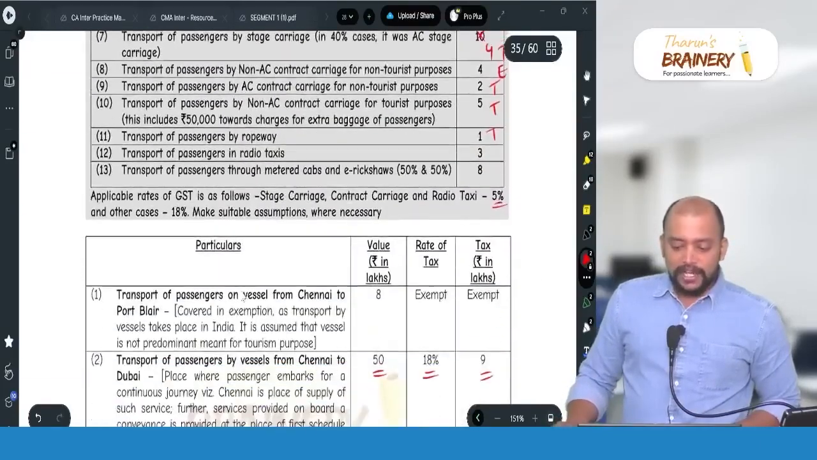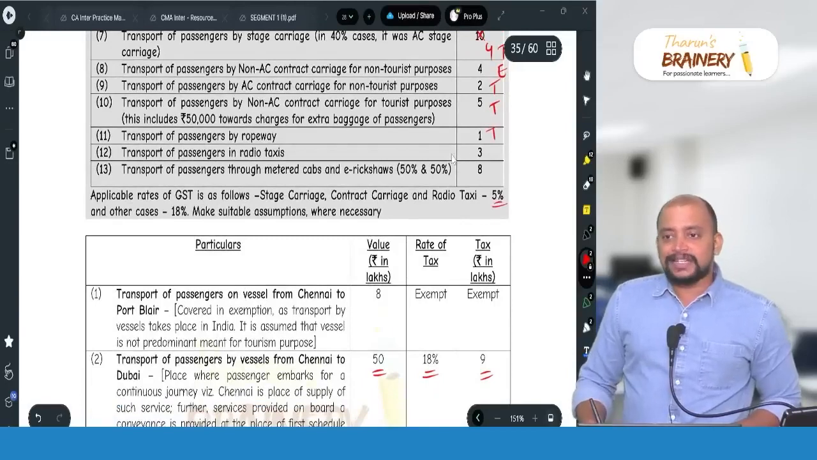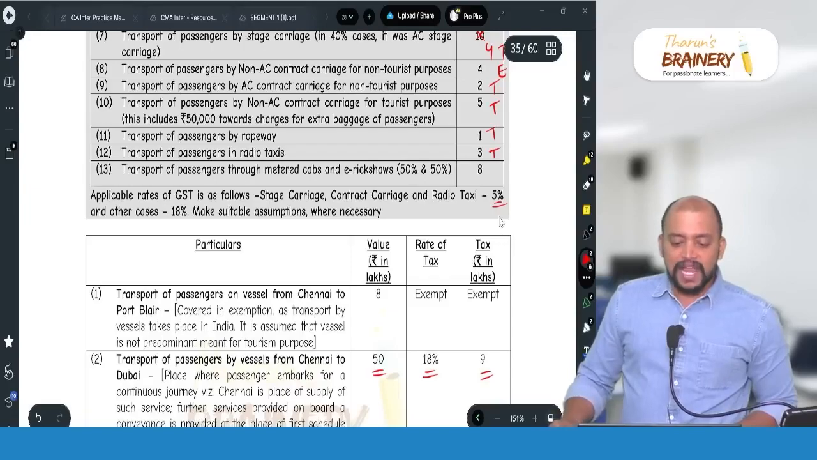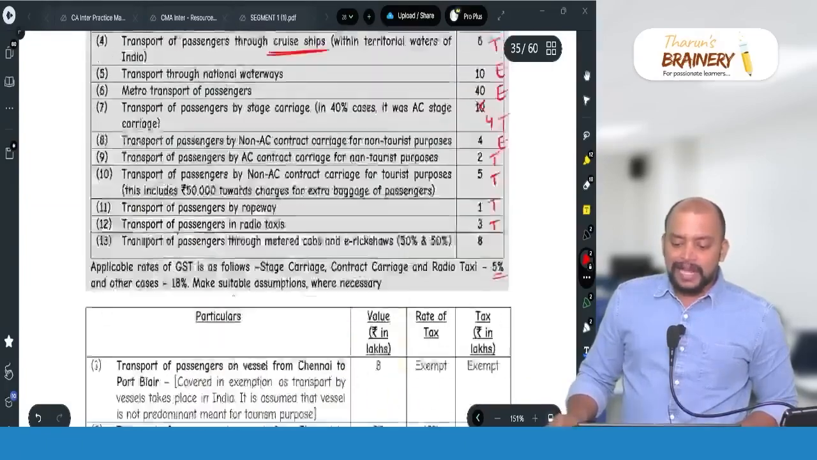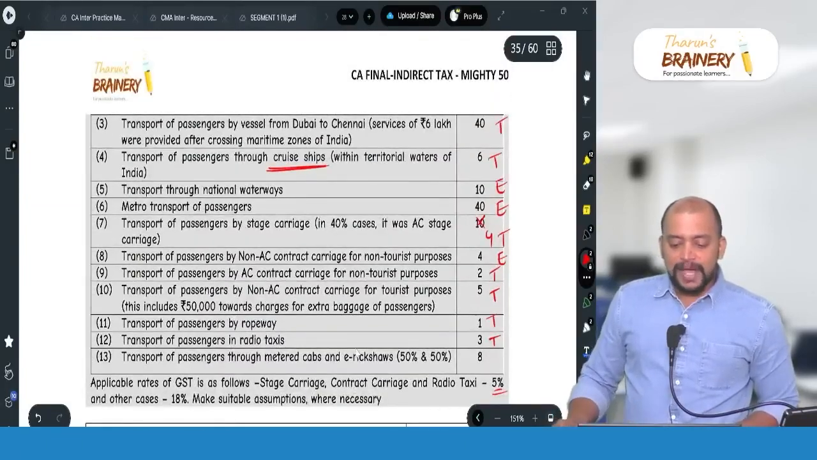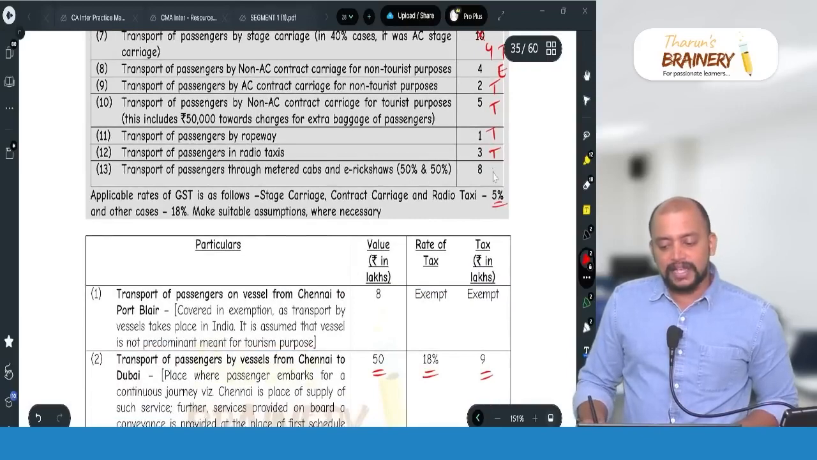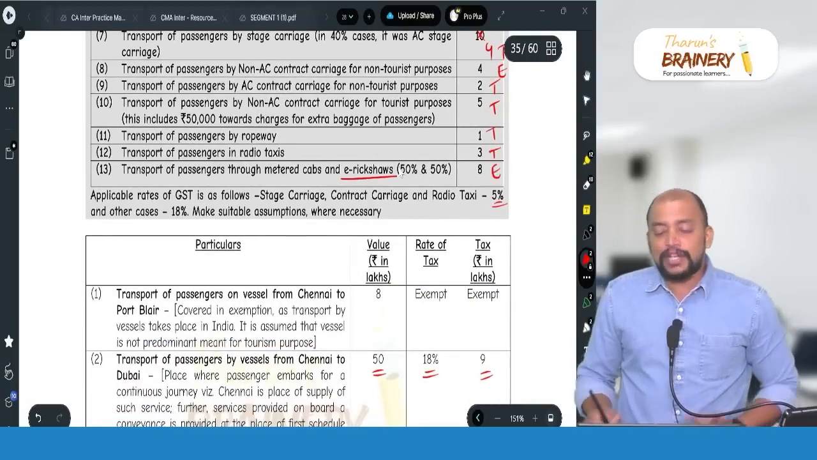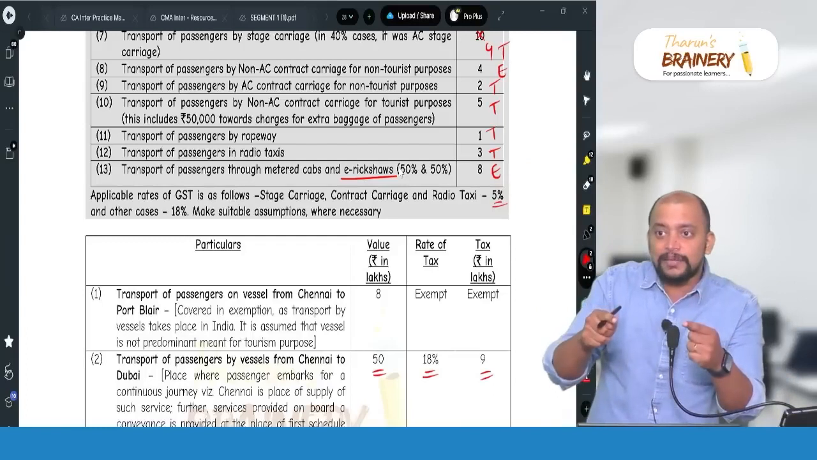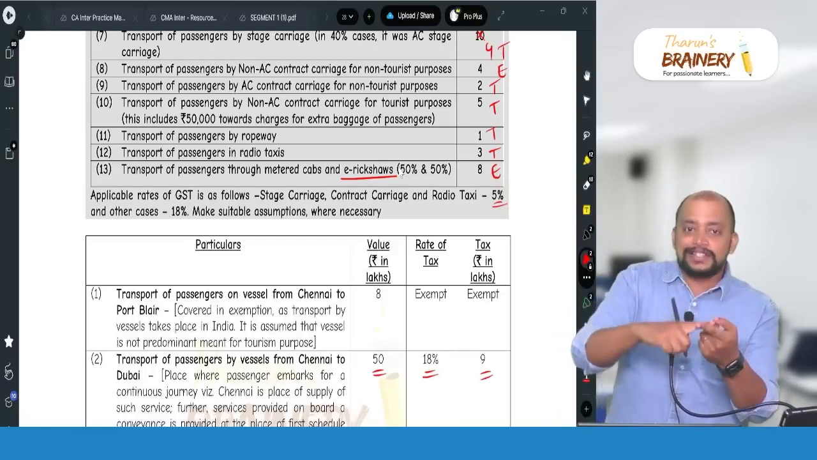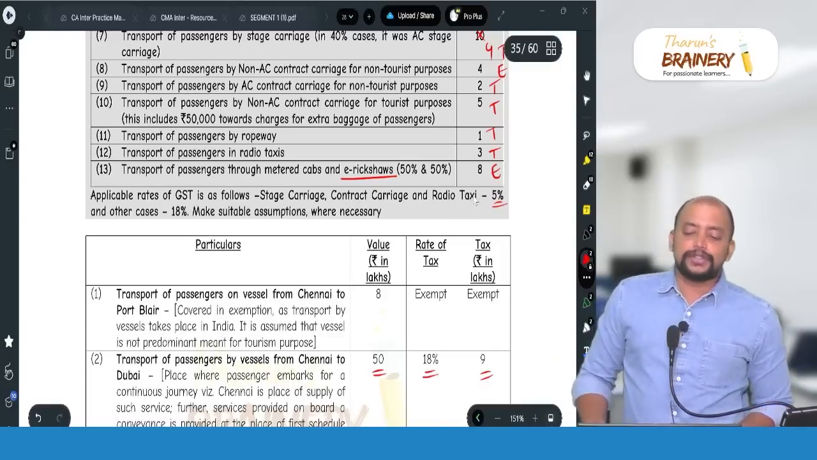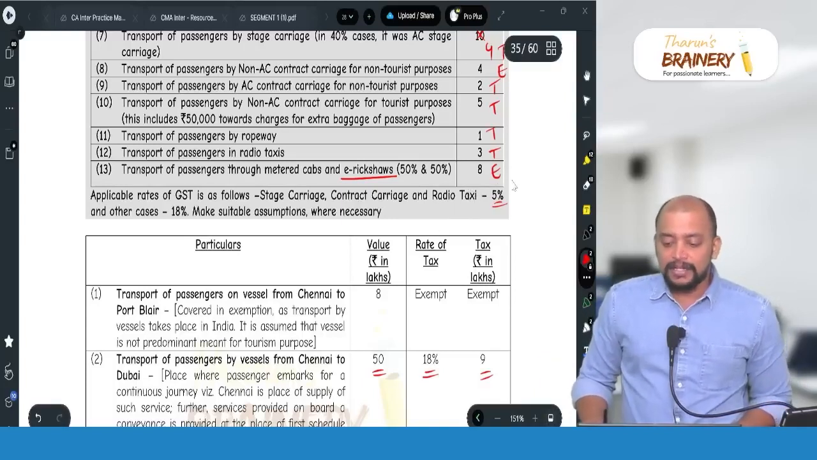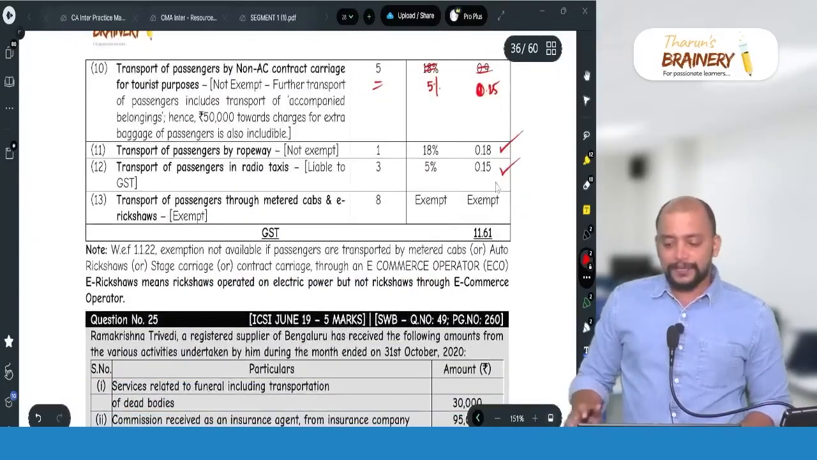Then transportation of passengers in radio taxi. Radio taxi will be taxable, and it is given as 5%. So 3 into 5%, 0.15. Then next one, transportation of passengers through meter cabs and e-rickshaws is exempted. E-rickshaw does not mean through an e-commerce operator. E-rickshaw means rather than petrol or diesel, it is electric operated. Okay, so not through an e-commerce operator. What if it is through an e-commerce operator? It will be taxable. So therefore it is exempted here.